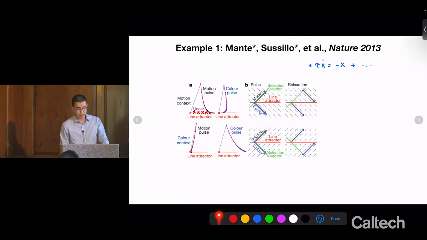The question is, are the field dynamics always perpendicular to the selection vector? I believe they define the selection vector to be orthogonal to the dynamics at which you decay. Yes, so the answer is yes, I believe.